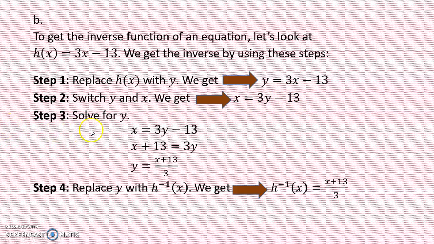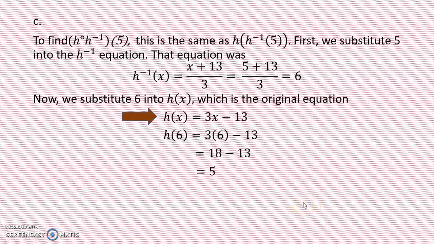Step 3, we will solve for y. To do that, we'll add 13 to both sides to give us x plus 13 equals 3y. Then we'll divide both sides by 3 and get y is equal to (x plus 13) over 3. Step 4, we replace y with the inverse of h at x. So we get the inverse of h at x is equal to (x plus 13) divided by 3.